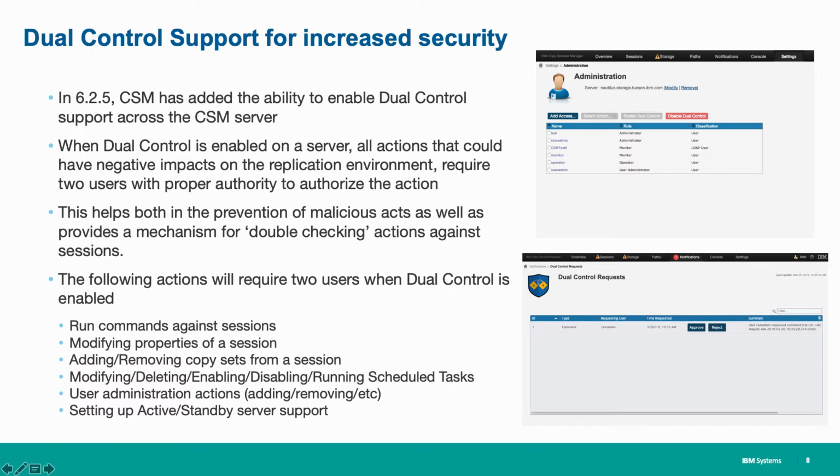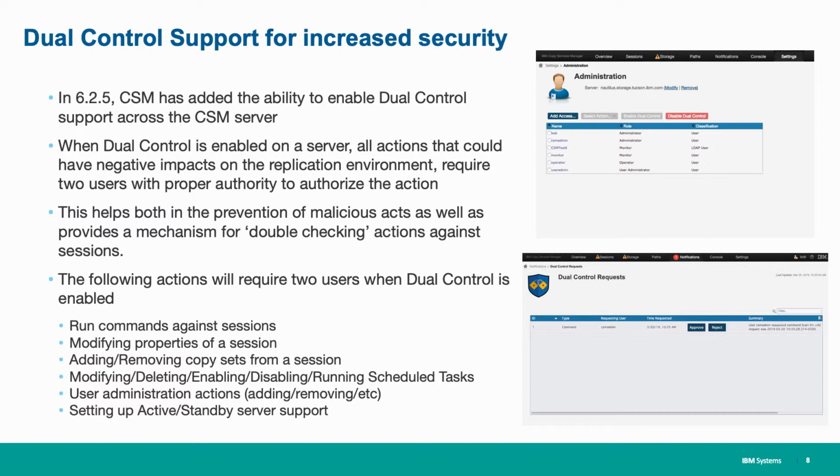All right, the final one I want to talk about, the final new work item that we added in 625, was our dual control support for increased security. So, adding on top of the safeguarded copy that we did in previous releases, we now have dual control support as well. So what is dual control?